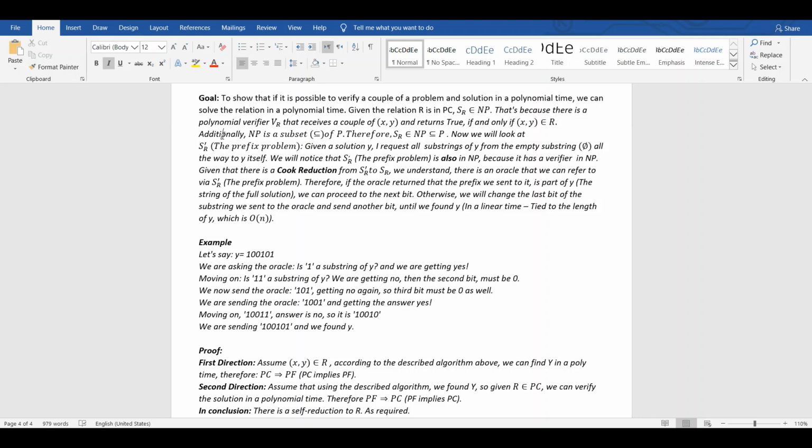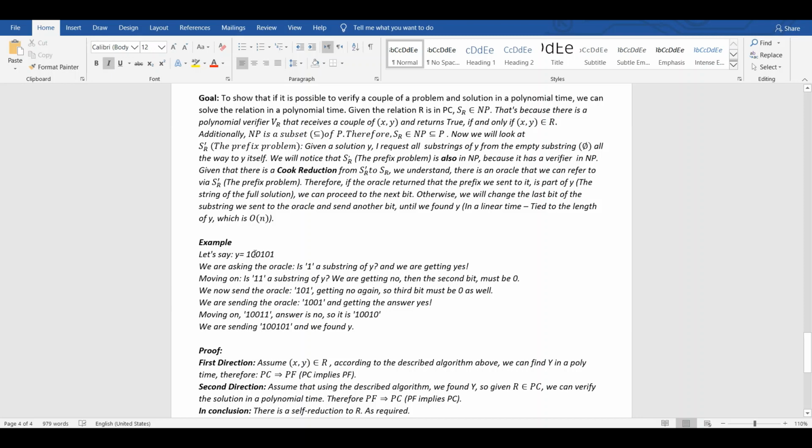Therefore, if the oracle returned that the prefix we sent to it is part of y, the string of the full solution, we can proceed to the next bit. Otherwise, we will change the last bit of the substring we sent to the oracle and send another bit until we found y itself in linear time, because it is tied to the length of y, which is n.